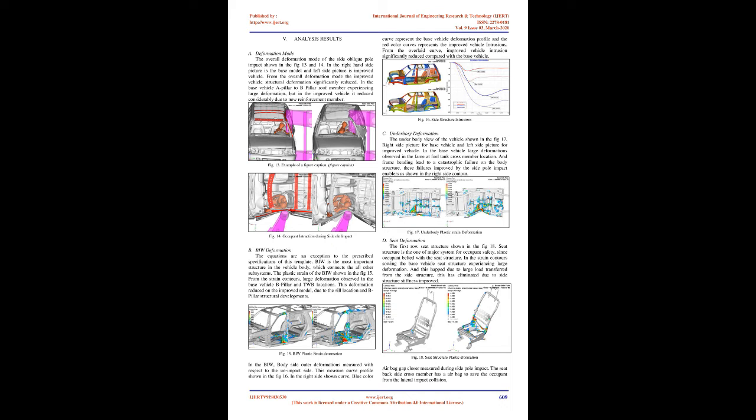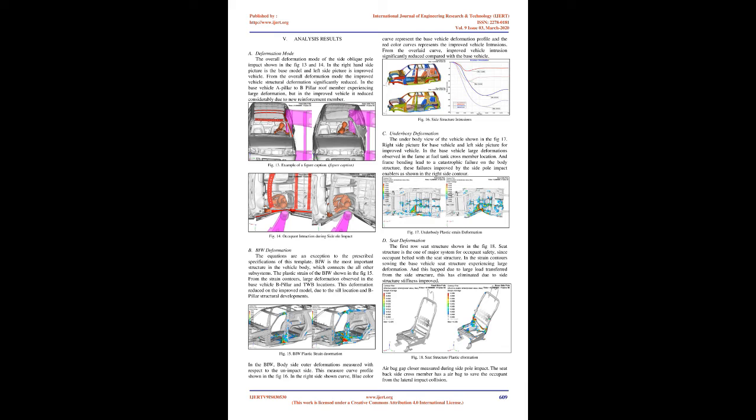Analysis results. A. Deformation mode. The overall deformation mode of the side oblique pole impact is shown in Fig 13 and 14. In the right-hand side picture is the base model and the left side picture is the improved vehicle. From the overall deformation mode, the improved vehicle's structural deformation is significantly reduced. In the base vehicle, the A-pillar to B-pillar roof member experiences large deformation, but in the improved vehicle it is reduced considerably due to the new reinforcement member.